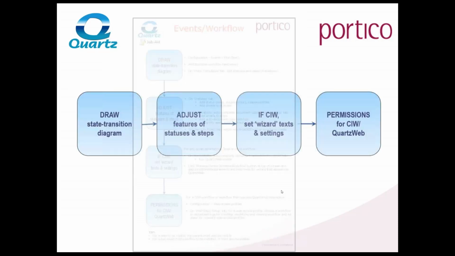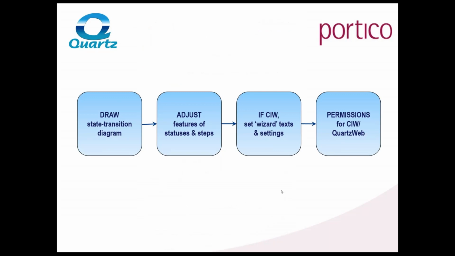The process that you will have been through in terms of workflows so far are from the previous two webinars. We've drawn all of the state transition diagrams, adjusted all the features in terms of the statuses, set up all the emails, the colors, etc., to get your workflow exactly how you want it within Quartz. This webinar is now going to talk to you about how to set that up on Quartz Web, how to make them visible, how to get your centers to initiate them, as well as set up all of the permissions for them to be able to see the particular events that you would like them to see.